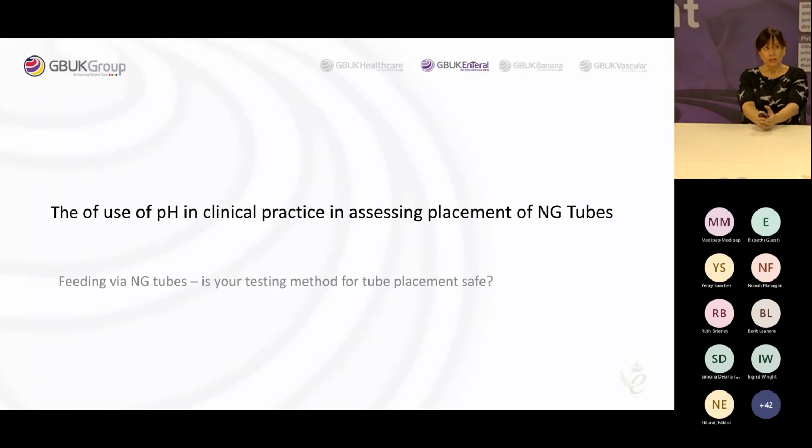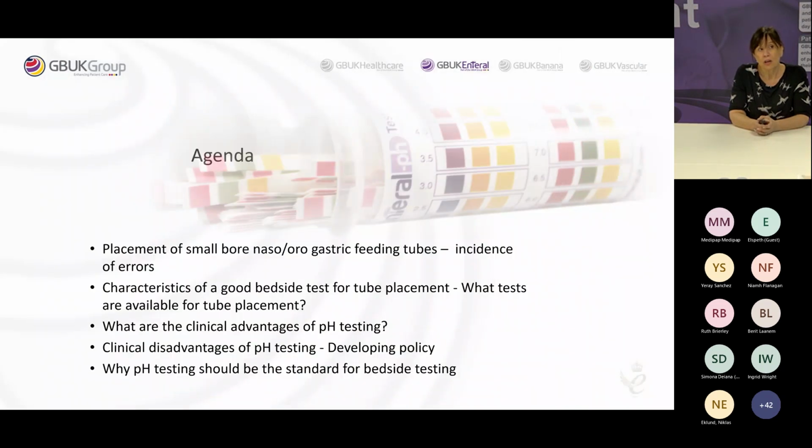So yes, as Paula says, I'm going to talk about the use of pH in clinical practice as a useful tool for assessing the placement of NG tubes, but also for testing pre-feeding, prior to feeding with NG tubes. So I'm going to look at the placement of small bore nasogastric feeding tubes and the incidence of errors when this occurs, and also the characteristics of what a good bedside test for testing position of tube should be, and what the clinical advantages of pH testing are.